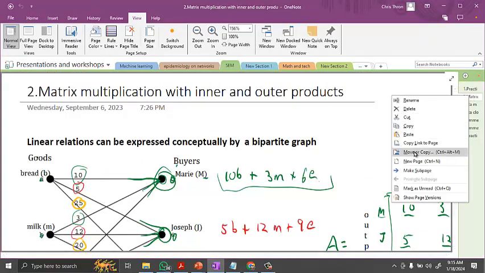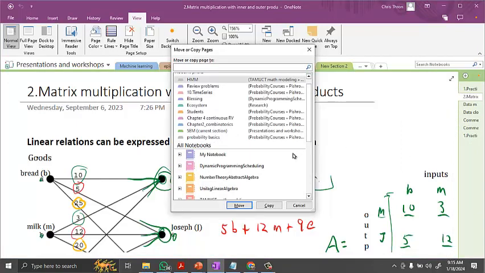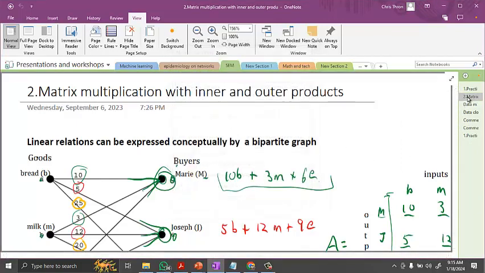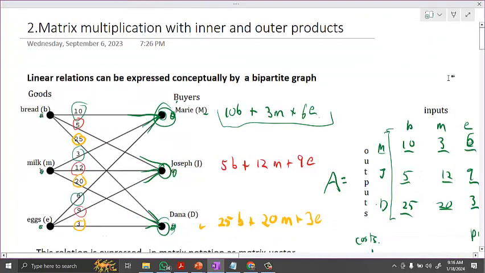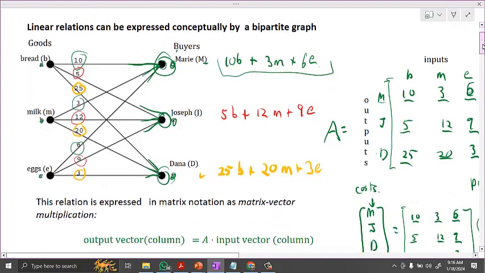Copy and paste. Oh, sorry. I don't want to do that. Let me just copy, and then I'll paste down here. Okay. So this is just reviewing what I just said. It's a little bit neater. So we have our bipartite relationship, and we have a matrix here. So matrix vector multiplication.